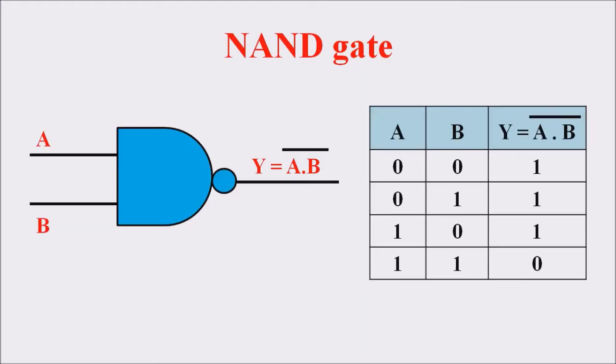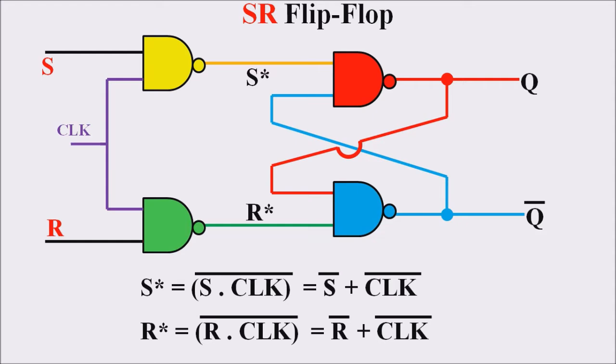So my dear students, if we are dealing with a NAND gate, if any of the input values is 0, then the output will be 1. If all the inputs are 1, then the output will be 0. This is the simple NAND gate combination. Now let us discuss the SR flip-flop.